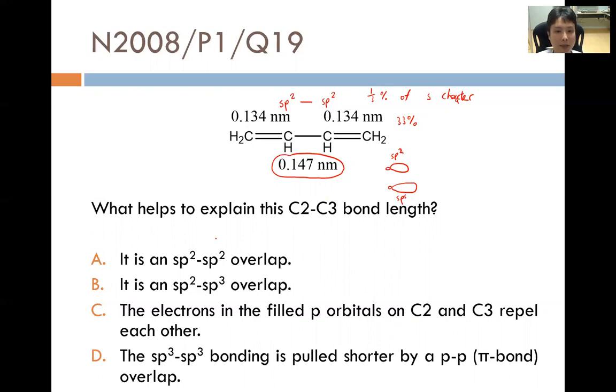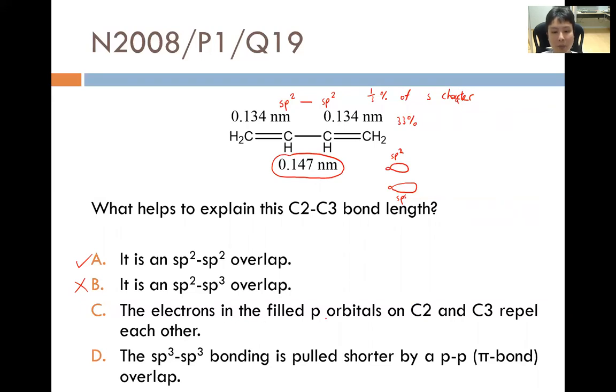Okay, so the answer to explain why this one is shorter than that expected in ethane is because it's an sp2 overlap instead of an sp3 overlap as in ethane. Okay, it's an sp2 sp3 overlap. This is wrong because it's sp2 sp2.